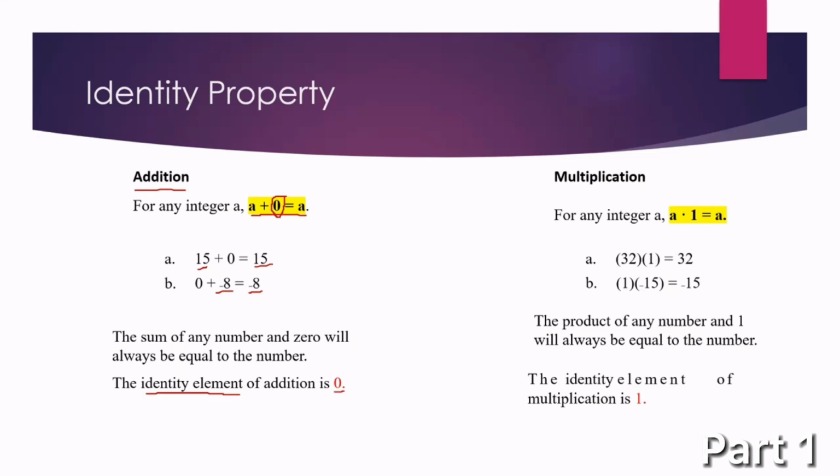For multiplication, any integer a times 1 is equal to a. Sa multiplication naman, 1 ang identity element. So, si a na nalamin sa 1, ang sagot ay a pa rin. So, for example, 32 times 1 equals 32. 1 times negative 15 equals negative 15. So, the product of any number and 1 will always be equal to the number. The identity element of multiplication is 1.